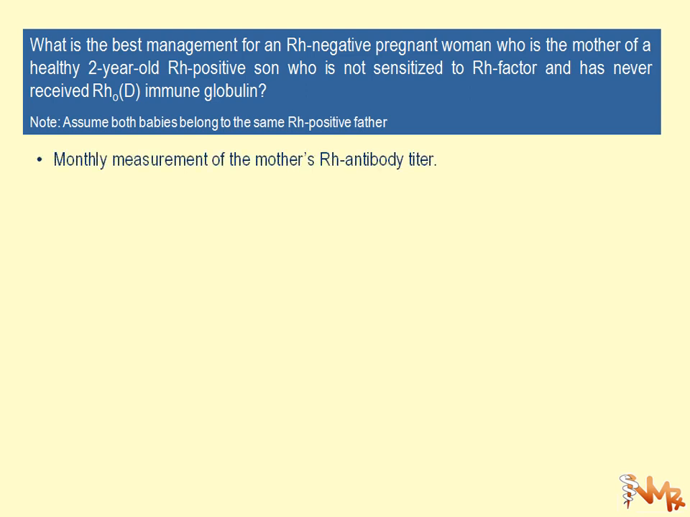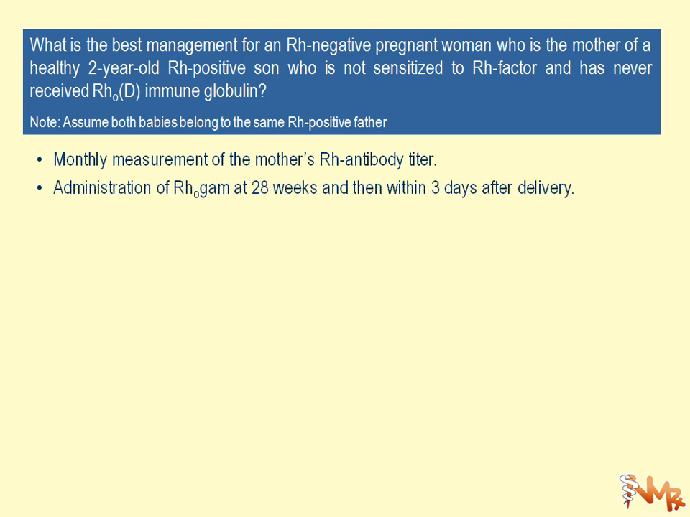The best management is monthly measurement of the mother's Rh antibody titer. Then administration of RhoGAM at 28 weeks and then within 3 days after delivery.